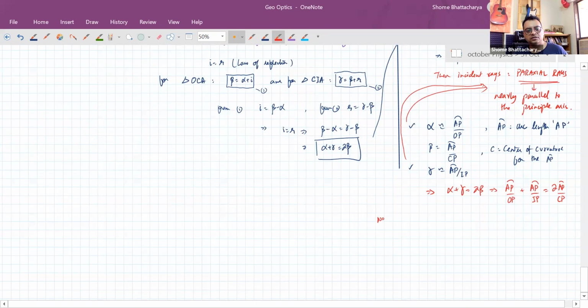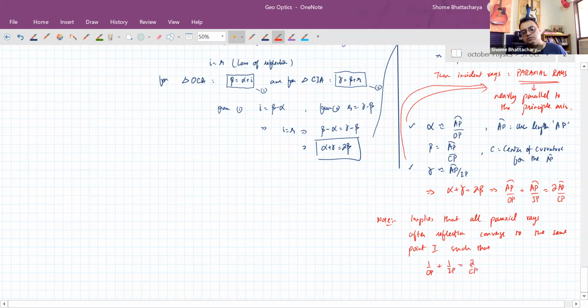So what this shows us is that this implies that all paraxial rays after reflection converge to the same point I, which further implies that I becomes the real image of the point object.